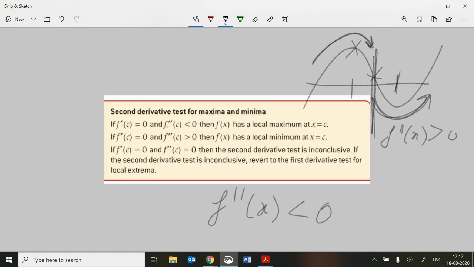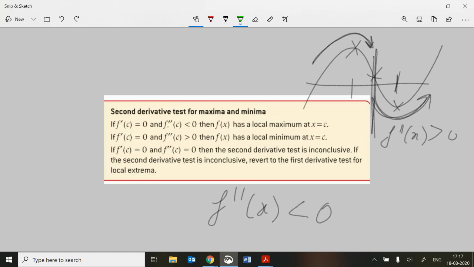All we need to do is test c at the turning point, and if we find the second derivative is equal to, I don't know, 10, 1, 100, as long as it's greater than 0, then the gradient is increasing, and therefore we have a local minimum. There's another little bit here. It says if we have a turning point, or a gradient of 0 at this point c, and then we find that the second derivative is 0, then the second derivative test is inconclusive for this maxima or minima.